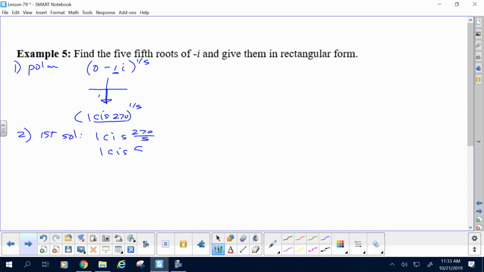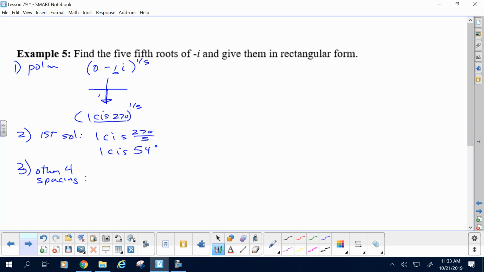54, I agree, 54 degrees. All right. Now we want to get the other solutions. How many other solutions are there? There are 5 solutions altogether. We've got 1, so we need another 4 solutions. Spacing: how far apart are all these answers?